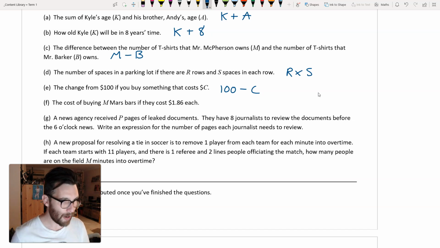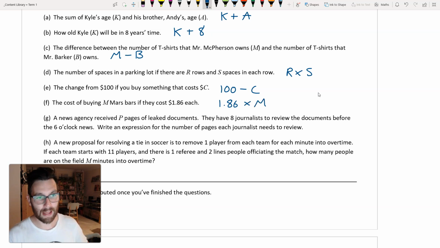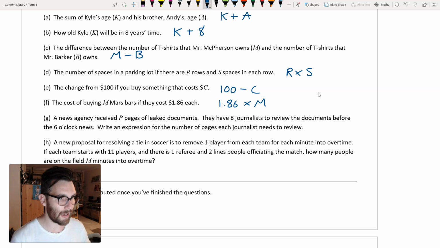So that's a way to represent that. Cost of buying M Mars bars if they cost $1.86 each. So we've got $1.86. We're buying however many Mars bars, and we're going to represent that with the letter M. So for every Mars bar that we buy, we need to have another lot of $1.86. That's a multiplying question.